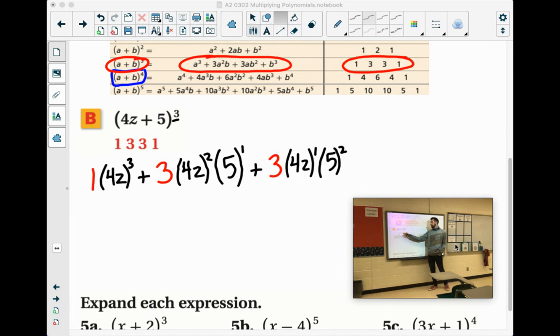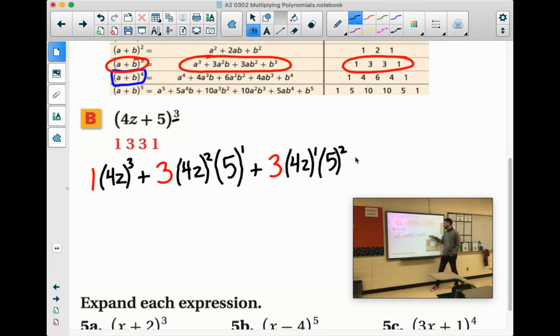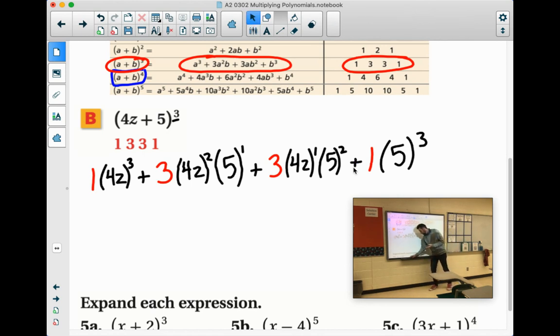Our last coefficient is a 1. And this is where the 4z's have gone from the second power to the first power. Now it's going to be to the 0 power, so there won't be any 4z's. But we will have 5 to the third power. We simplify from here, and then we're done.